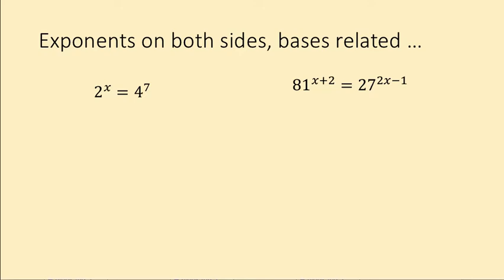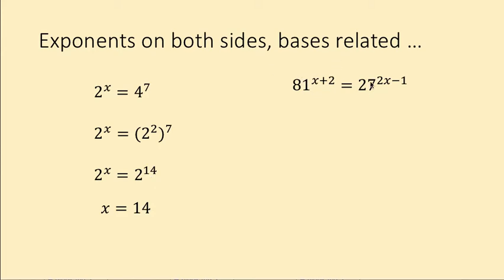Now we've got exponents on both sides. It's not the same base, but it's a related base, right? They somehow have a common factor, or they're both powers of the same common base. So what we do is we write them in terms of a common base. So 4 is 2 to the power 2. So 4 to the power 7 is 2 to the power 14. x equals 14.